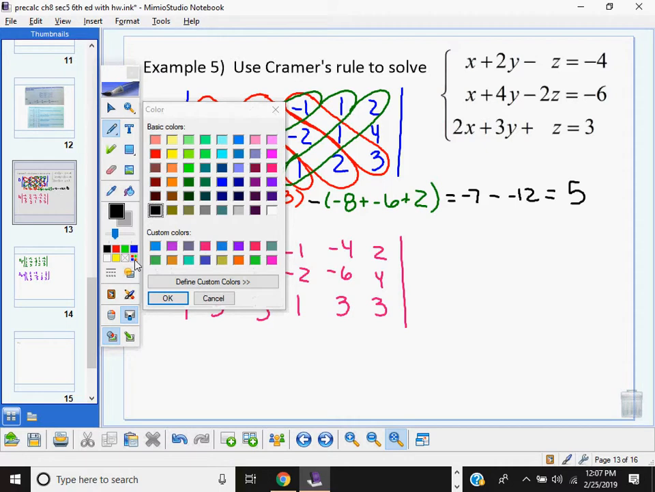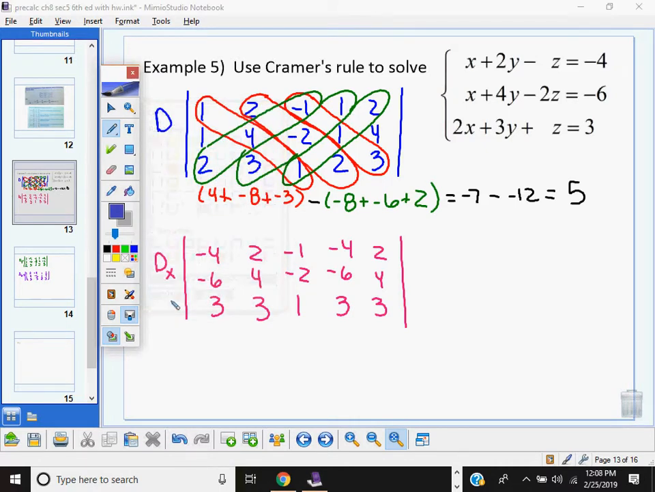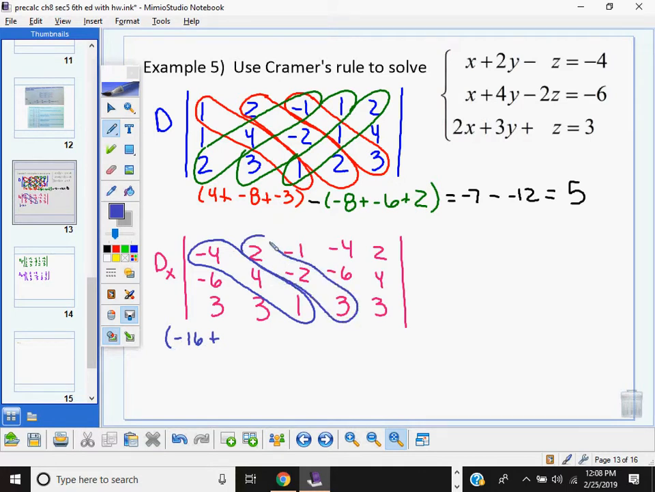For the next one, I have the D of x set up. I replaced the x values with the answers, negative 4, negative 6, and 3. Then I copied the y column, 2, 4, 3, and the z column, negative 1, negative 2, 1. Copy your first 2 columns over, and let's multiply. Going down, negative 4 times 4 times 1 is negative 16, plus 2 times negative 2 times 3 is negative 12, plus negative 1 times negative 6 times 3 is a positive 18.